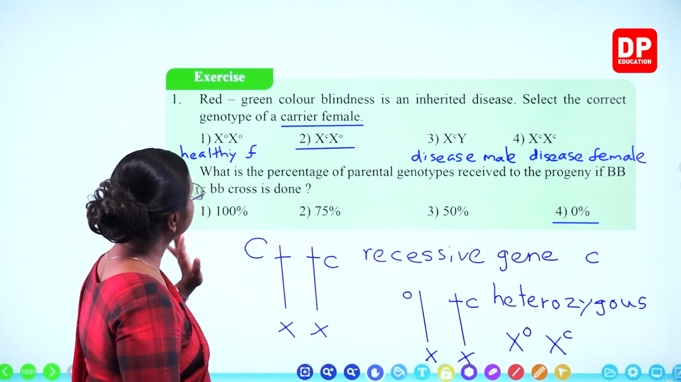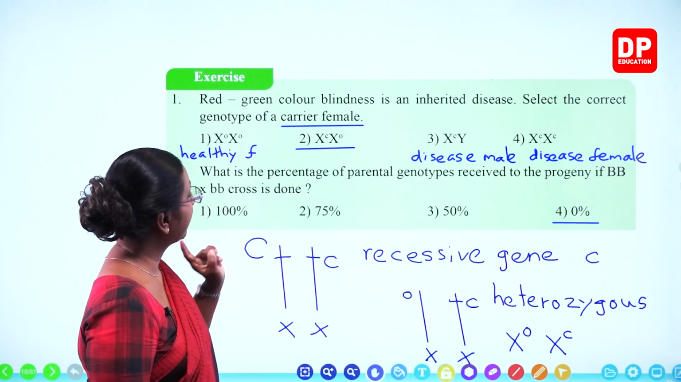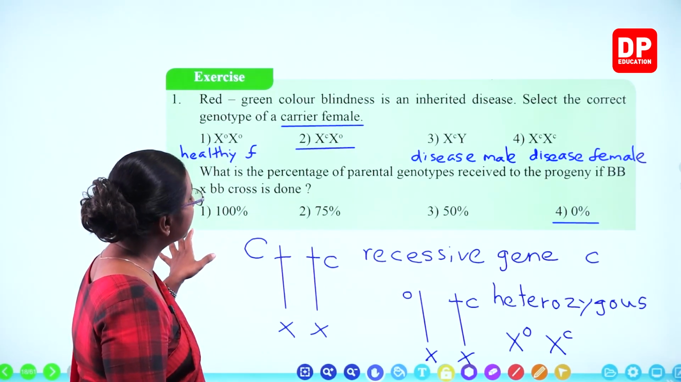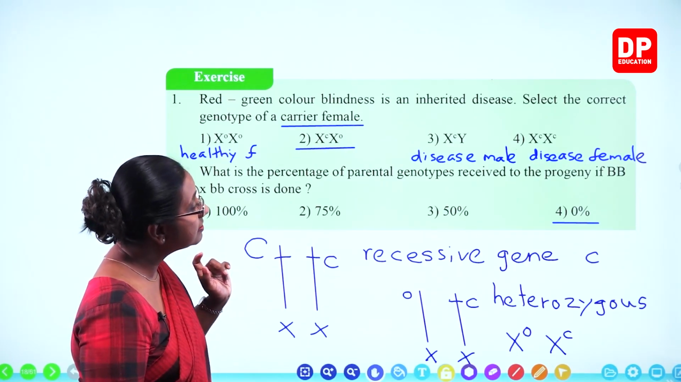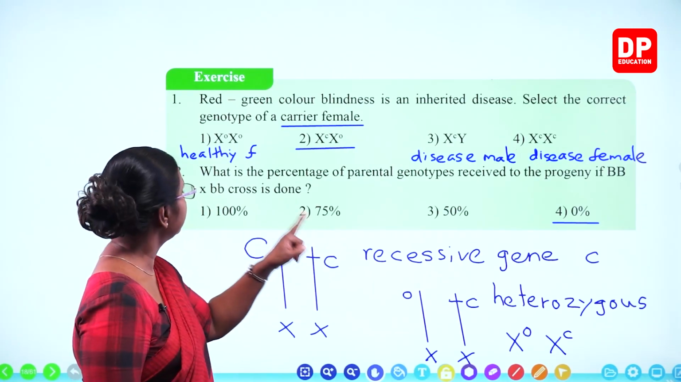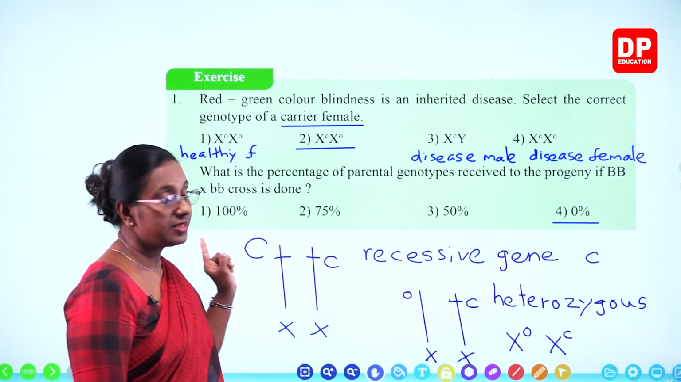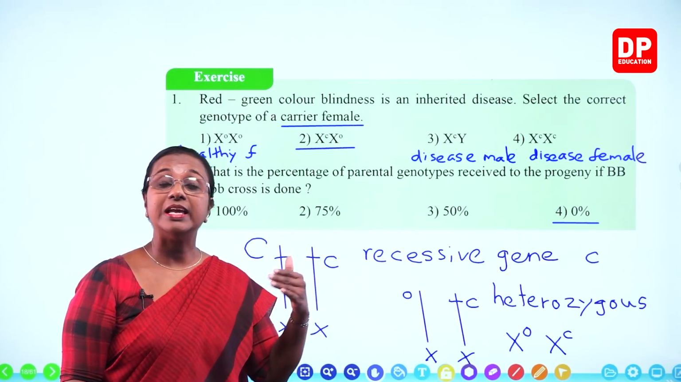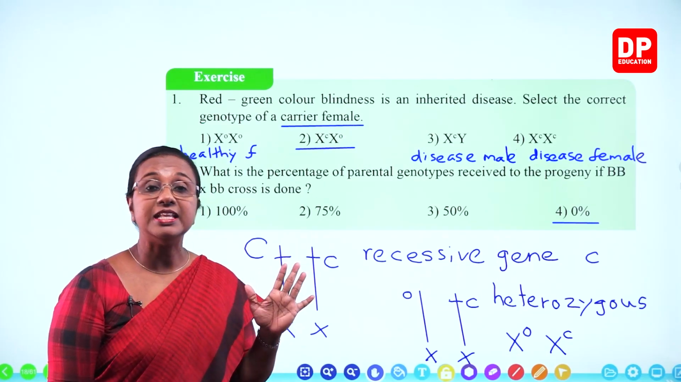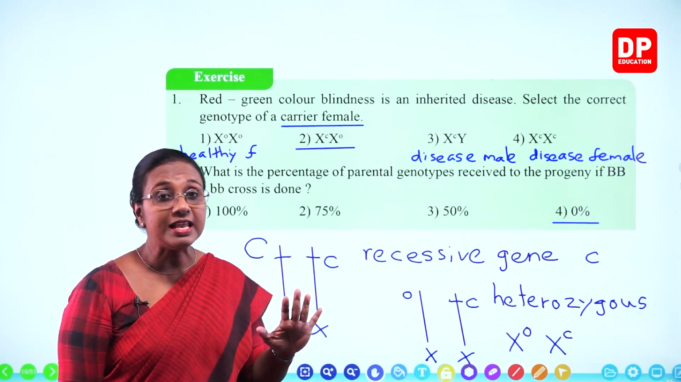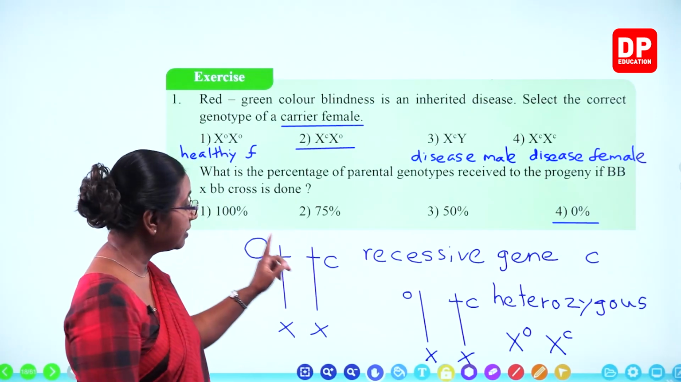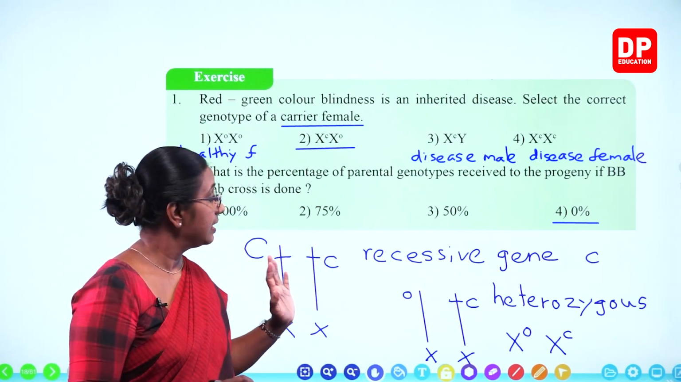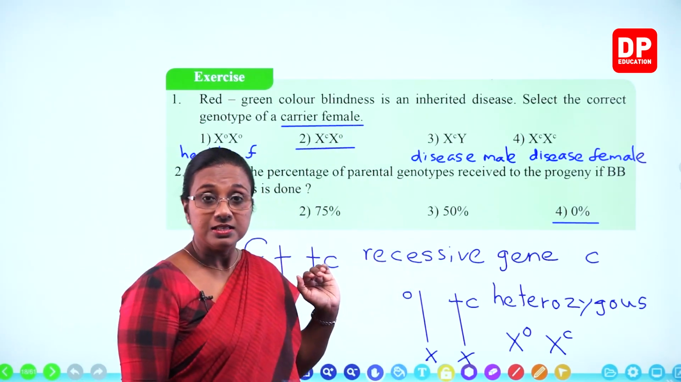So here students, we have answered both the questions. First one, as you can see, the second answer. Then the second question: what is the percentage of parental genotypes received by the progeny if capital B and simple B cross is done. When it says progeny, I showed you all how we get the first generation. We saw that in the first generation, there is only the heterozygous condition, capital B, simple B. There are no genotypes similar to the parents. That is why we took the percentage as 0.